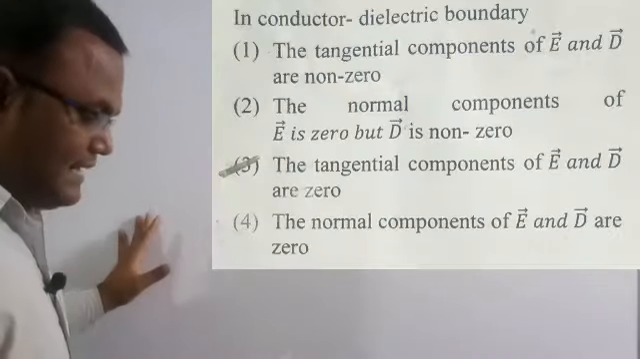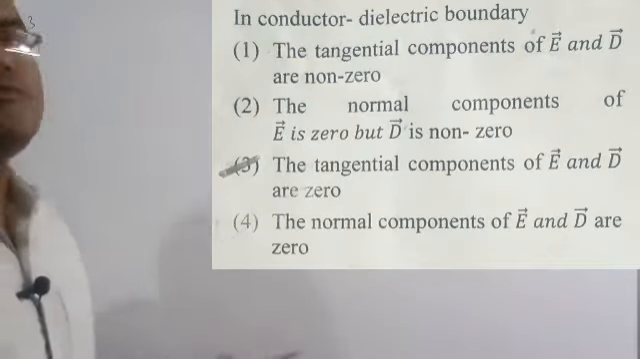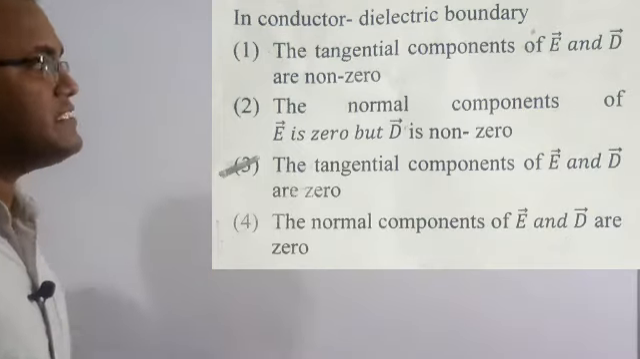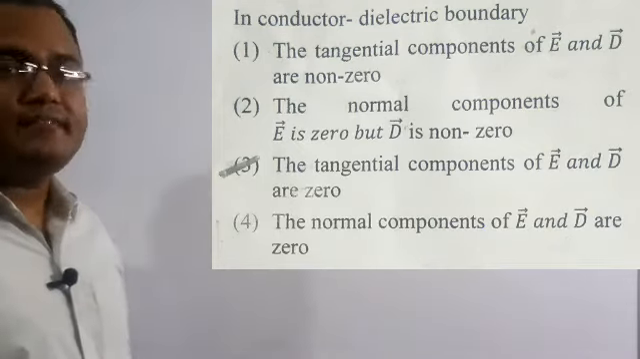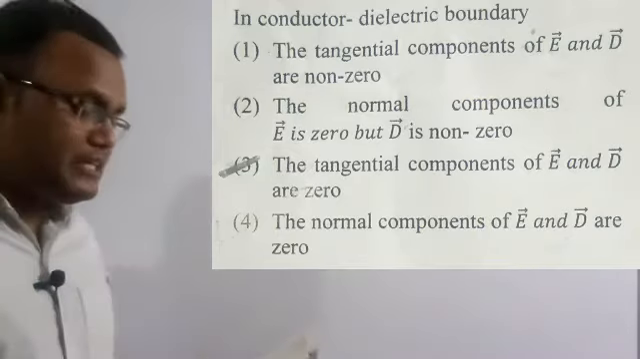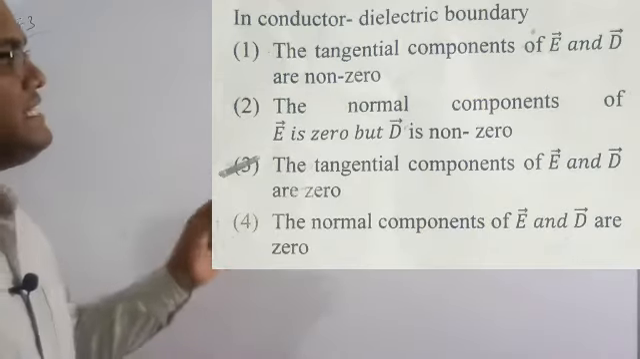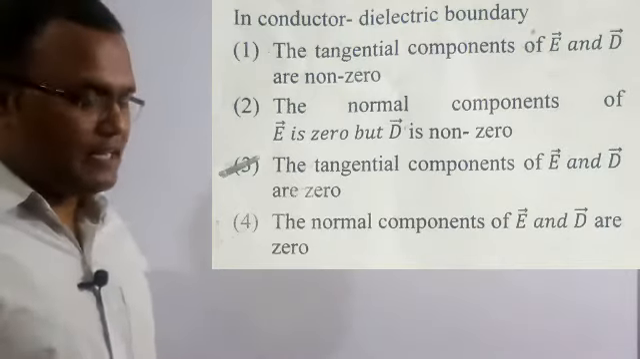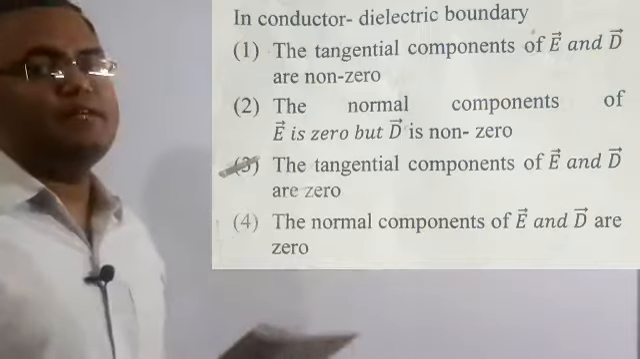See the question here. In a conductor dielectric boundary, we need to find the relation between the electric field and the electric flux density between these two mediums, conductor and dielectric. Out of the four options, option C: the tangent components of E bar and D bar are 0. I will explain this in a very detailed manner in the conductor and dielectric medium.